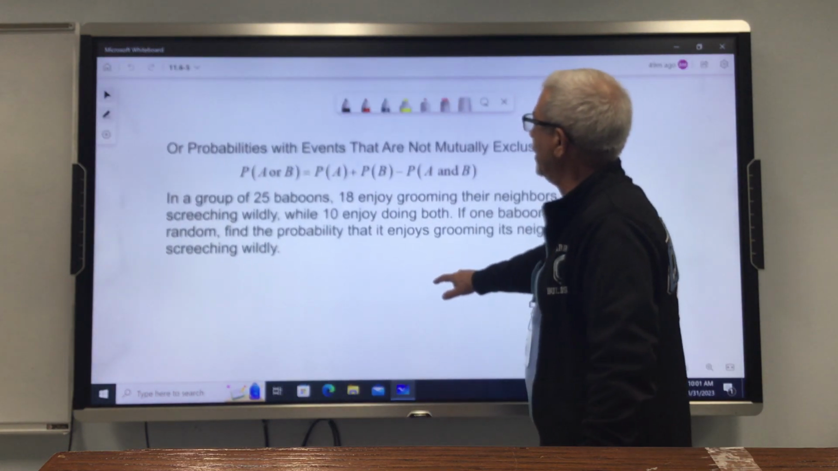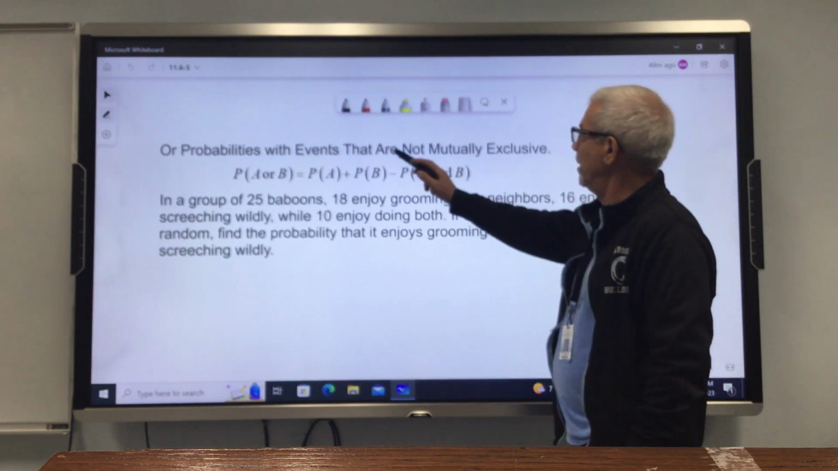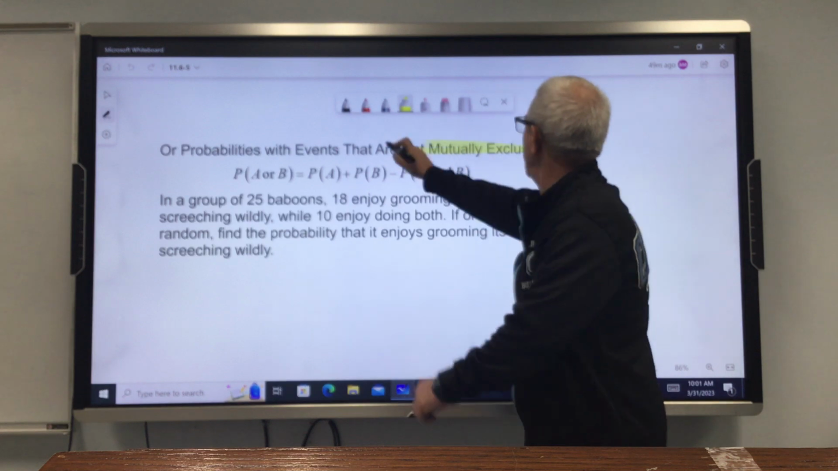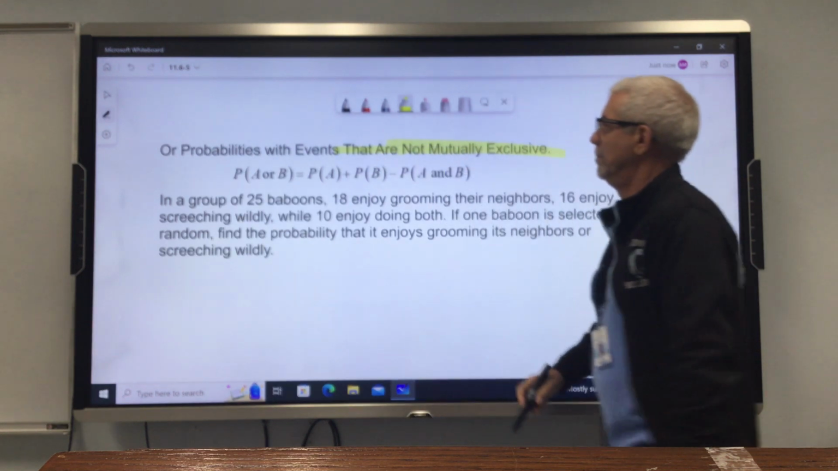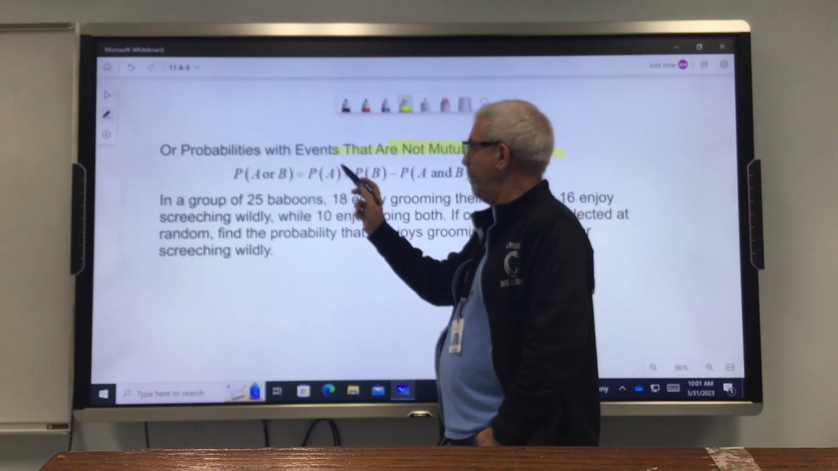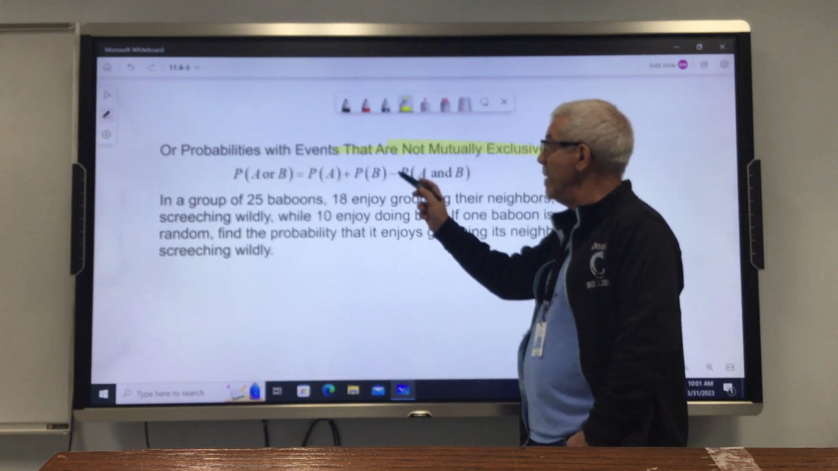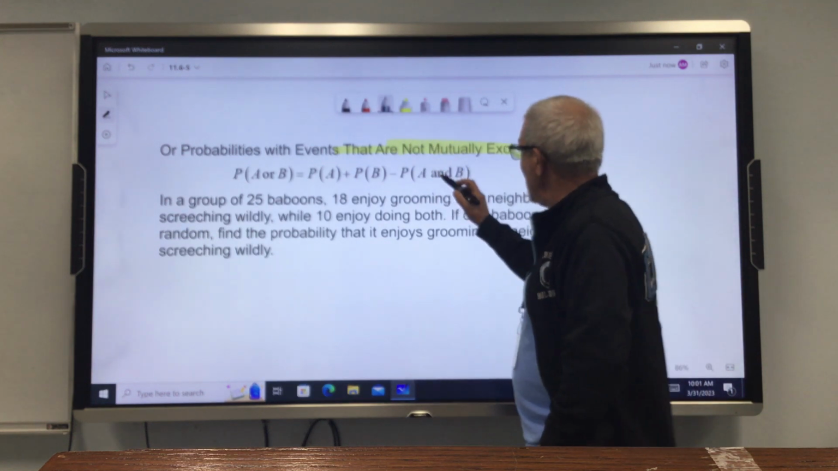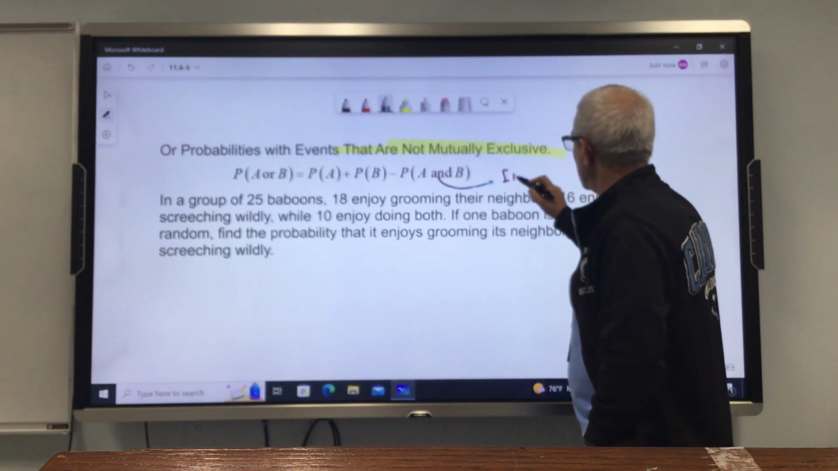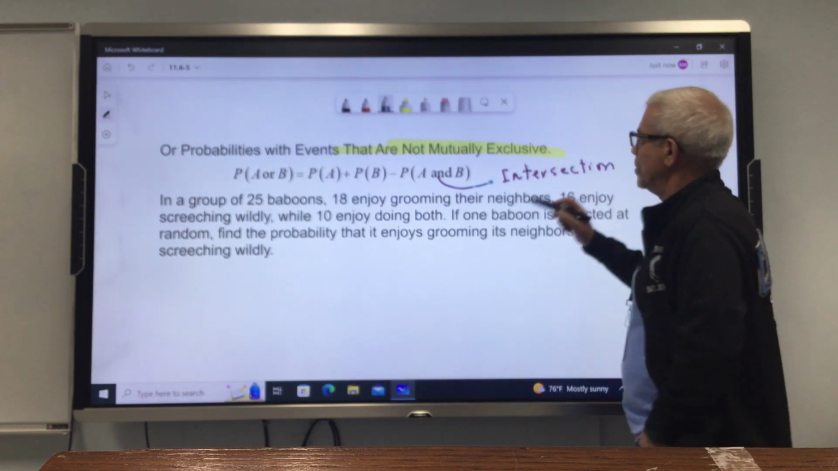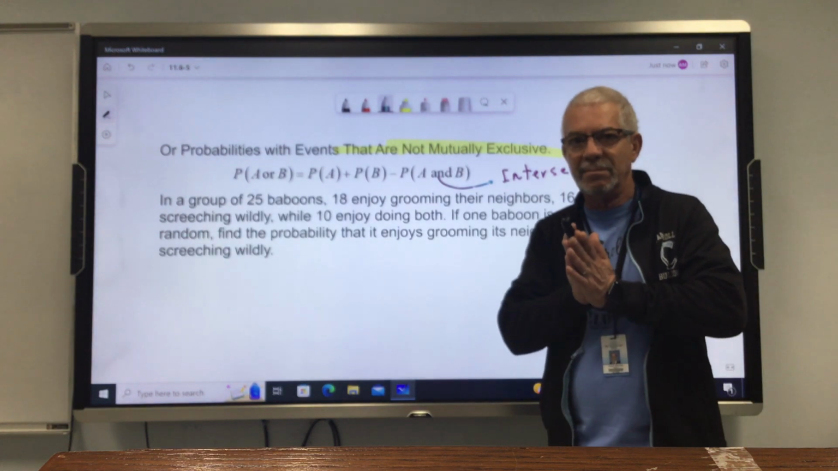Then the "or" probability when they are not mutually exclusive. Then what is the formula? P(A or B) is equal to P(A) plus P(B) minus P(A and B). Remember that A and B is the intersection, the intersection that is common to both of them.